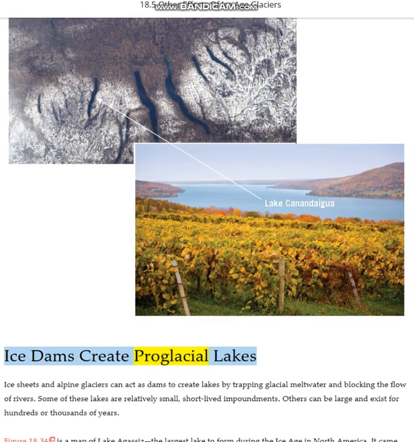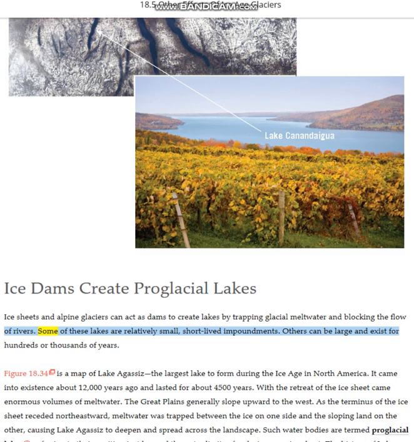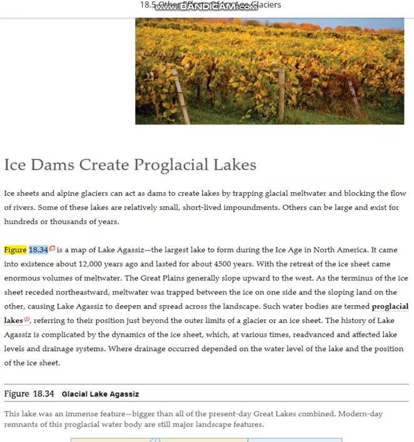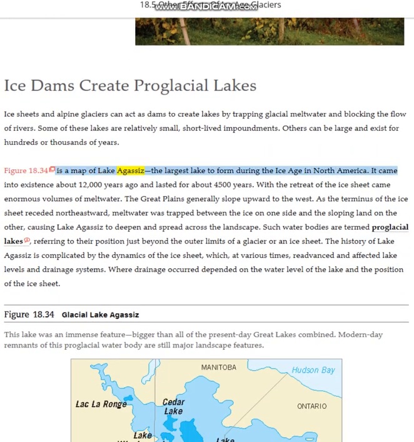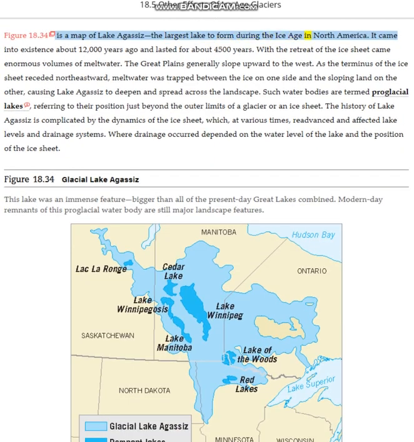Ice dams create proglacial lakes. Ice sheets and alpine glaciers can act as dams to create lakes by trapping glacial meltwater and blocking the flow of rivers. Some of these lakes are relatively small, short-lived impoundments. Others can be large and exist for hundreds or thousands of years. Figure 18.34 is a map of Lake Agassiz, the largest lake to form during the Ice Age in North America. It came into existence about 12,000 years ago and lasted for about 4,500 years.